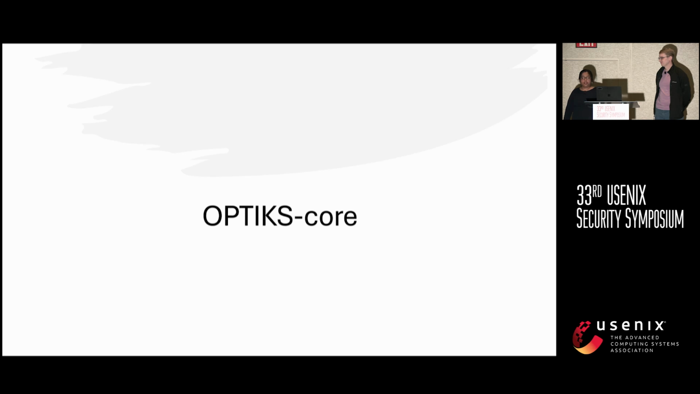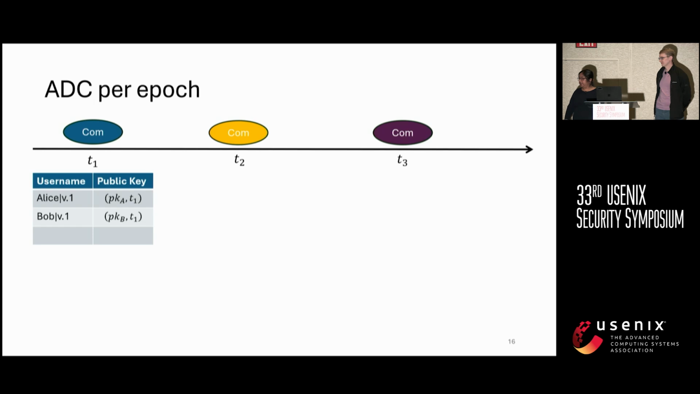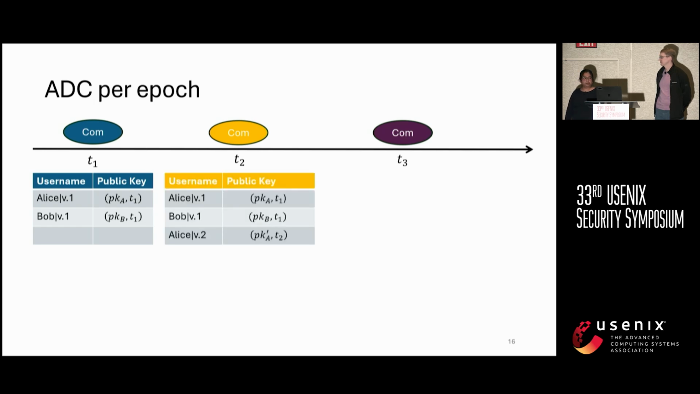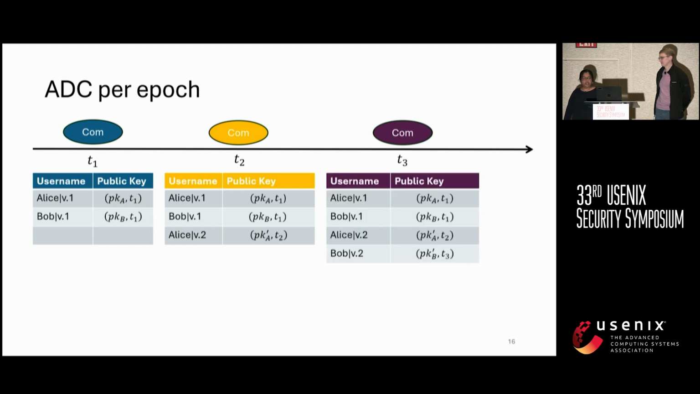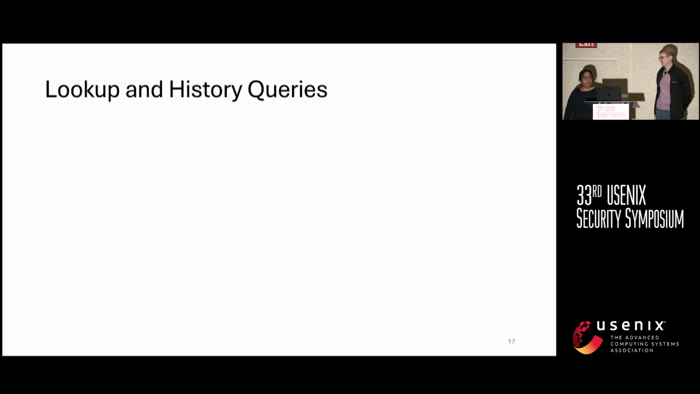Okay, so our core protocol, the OPTIKS core, is basically that the service provider maintains this key directory, which is all the key versions of each user. Say Alice at version number 1 at epoch T1, Bob at version number 1 at epoch T1. Later, Alice replaced her key and added a key pKa prime. So that's also added to the directory and so on. And at every epoch, the service provider publishes this ADC commitment, which is a commitment to this directory. Now, the more interesting part is how lookup and key history work in this case.